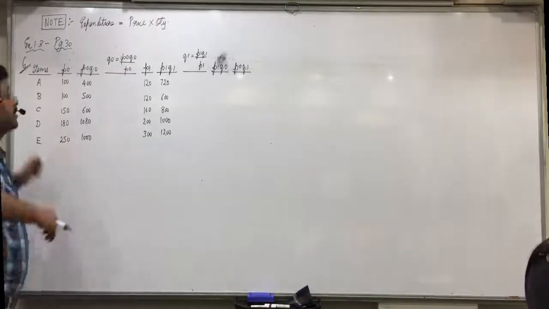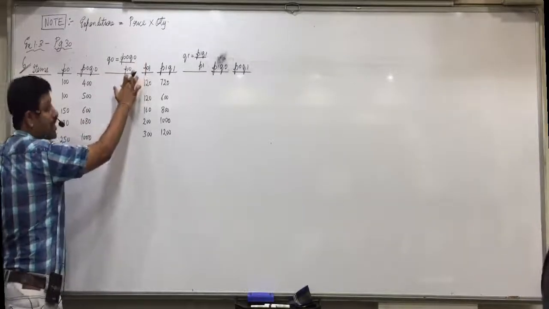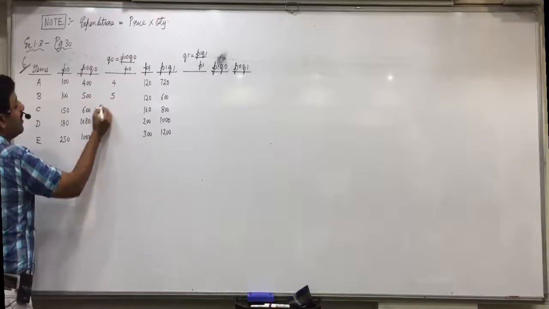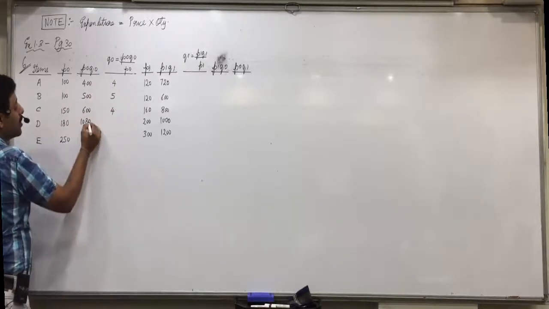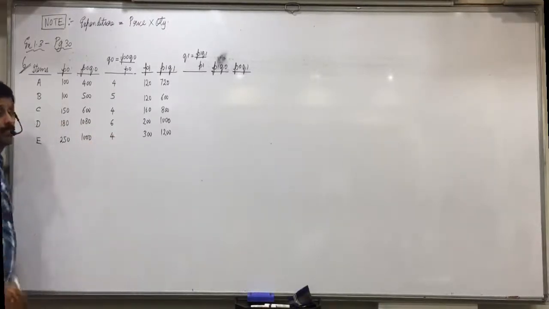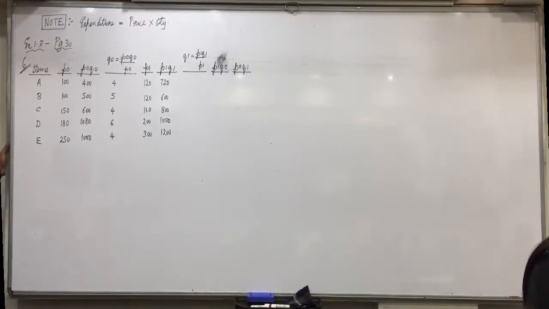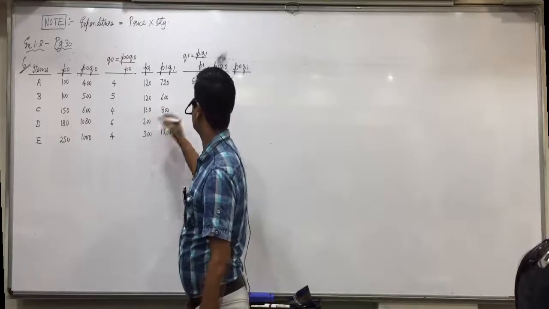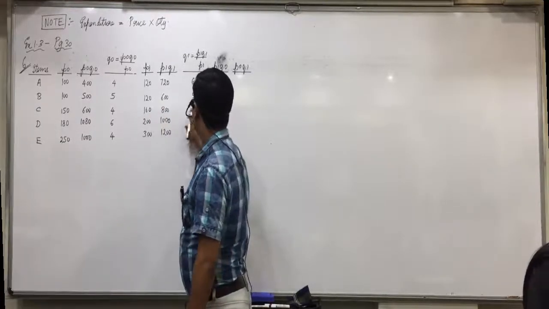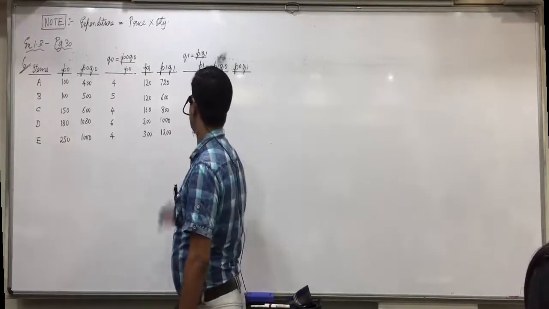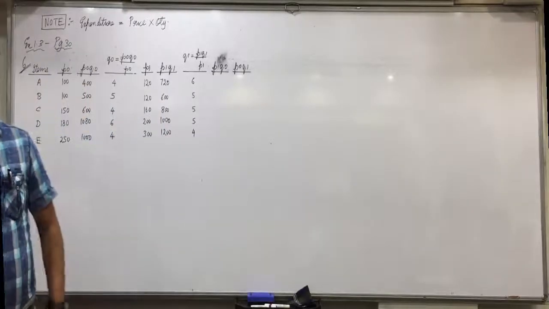Pay attention. So as I discussed, Q0 is P0 Q0 upon P0, means this. 400 divided by 100, 4. 500 divided by 100, 5. 600 divided by 150, 4. 1080 divided by 180, 6. 1000 divided by 250, 4. Raise your hand who is not able to understand this. All are clear? Same way, Q1 also. 720 divided by 120 is 6. 600 divided by 120 is 5. 800 divided by 160 is 5. 1000 divided by 200 is 5. 1200 divided by 300 is 4. Anyone not clear with it?